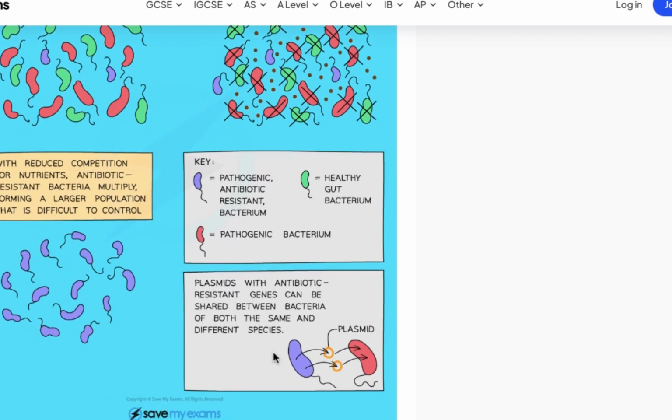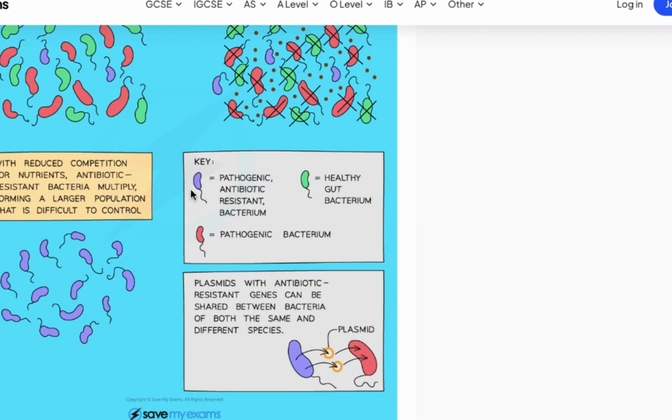In this case, with reduced competition for nutrients, antibiotic resistant bacteria multiply, forming a larger population that is difficult to control. So after some time, if there's no competition for nutrients, meaning the bacteria are free and no one is competing with them, they subdue your system, they begin to grow larger and they multiply. They form a larger population that can be difficult for you to control.